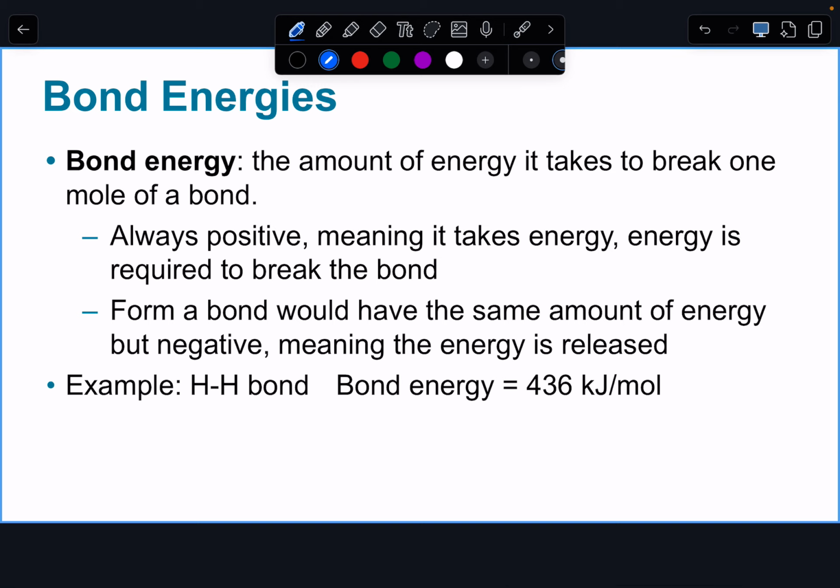Okay, so bond energy corresponds directly to how strong a bond is. Because bond energy is just the energy it takes to break a bond apart. So if it takes more energy, that's just another way of saying that the bond is stronger. It's more likely to stay together.